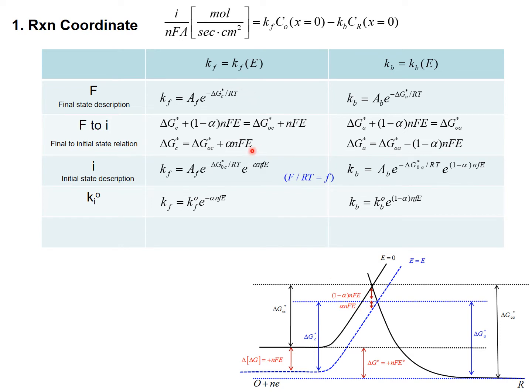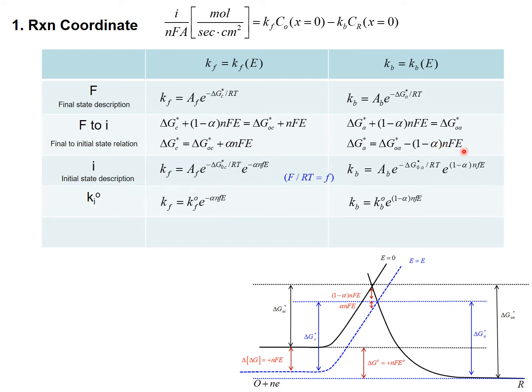How about the backward reaction? For the backward reaction, let me think about the length from here to there. From the viewpoint of the final state, delta G star for the anodic process plus 1 minus alpha NFE is equal to the delta G O star A here. Then finally we obtain that the final is equal to the initial minus 1 minus alpha NFE.